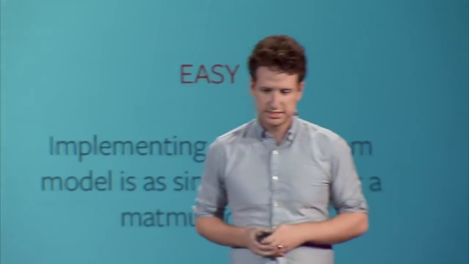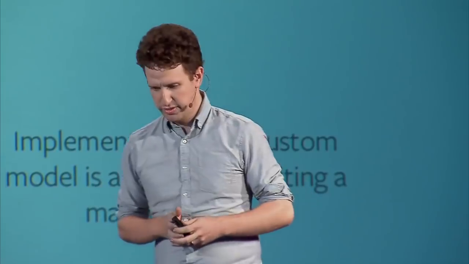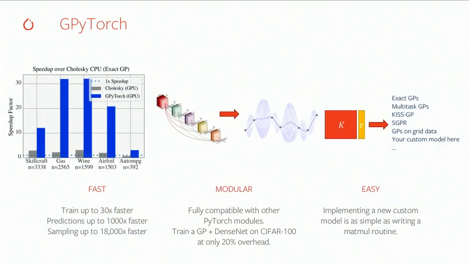So GPyTorch has a number of features compared to other GP implementations that I'm really excited to share today. Probably the most important of these is that it's really, really fast. So compared to existing packages, even ones that support GPU computing, we're often up to 30 times faster, even just for exact Gaussian processes.